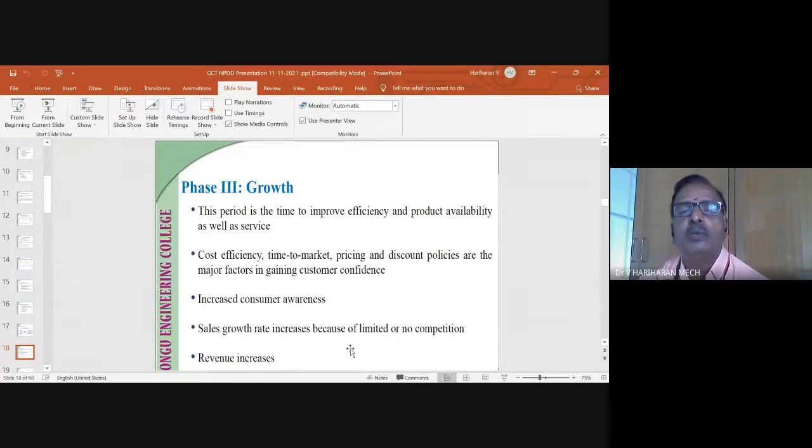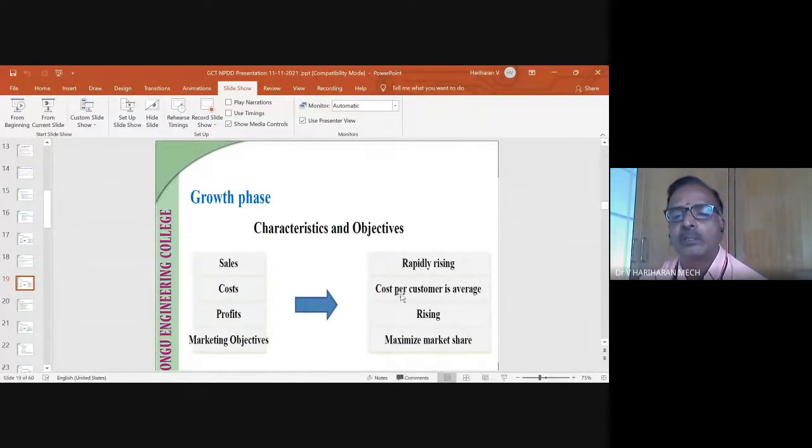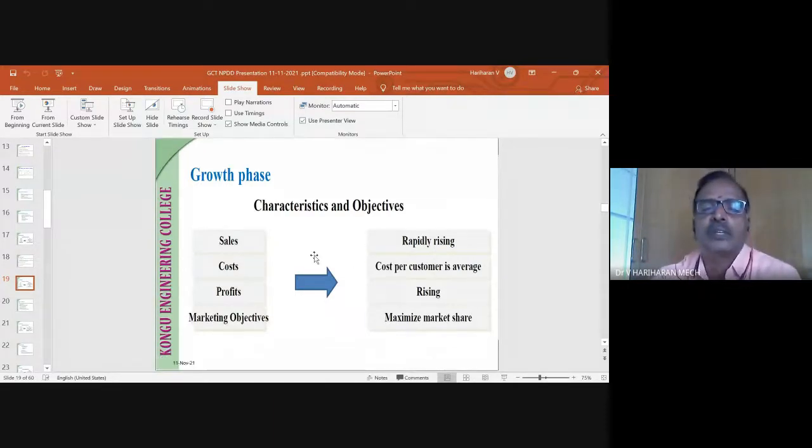Then your revenue also increases. So here you see the characteristics: sales will be rapidly rising, cost per customer is average, profit is rising, and the marketing objective is to maximize market share. Your market share also increases during this growth phase.